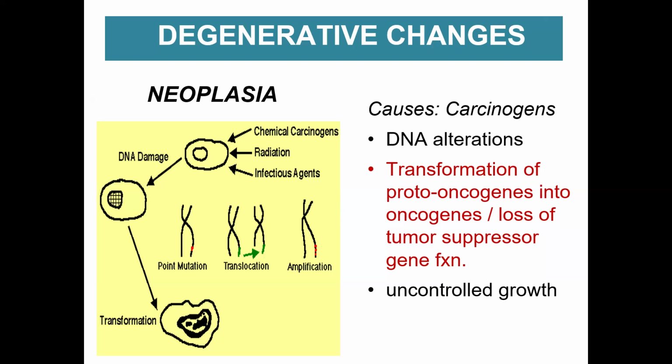So these are examples of your carcinogens here. You have your chemical carcinogens, radiation, and infectious agents that would lead to DNA alteration. If there is DNA alteration, there can be mutations, translocations, and amplifications that would lead to transformation. So oncogenes arise when there is a mutation or overexpression of your proto-oncogenes. And if there is a mutation in your anti-oncogene, it would decrease its function, so the oncogene would increase.